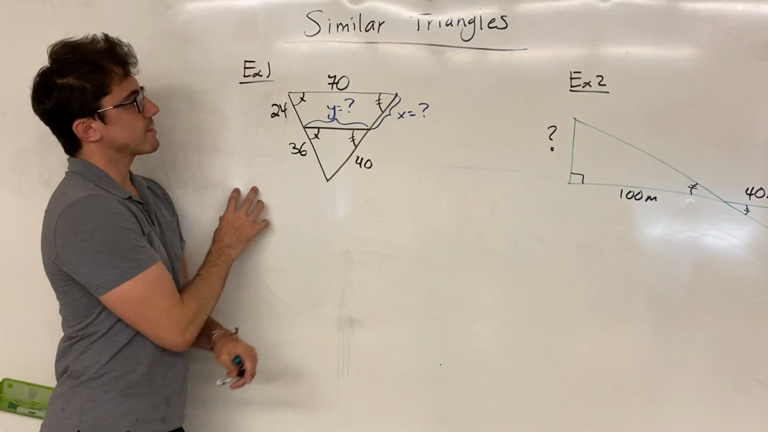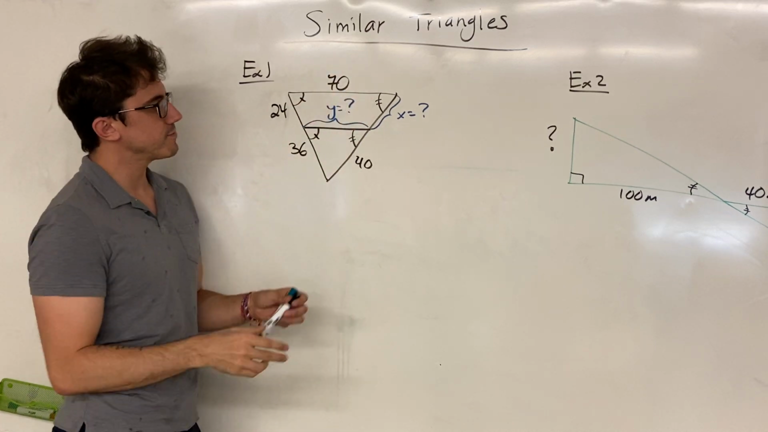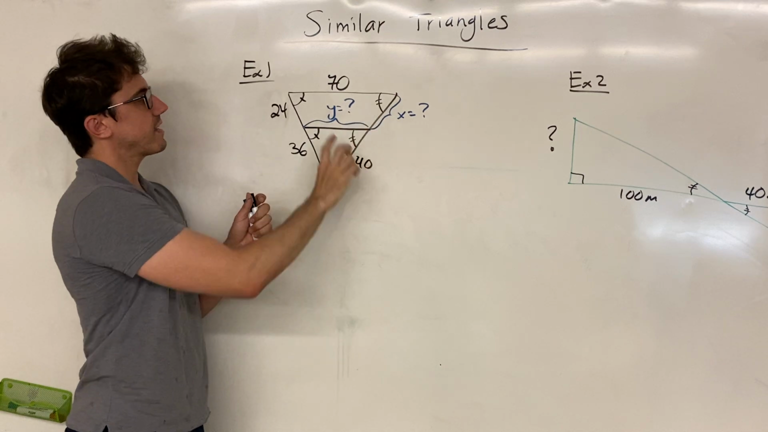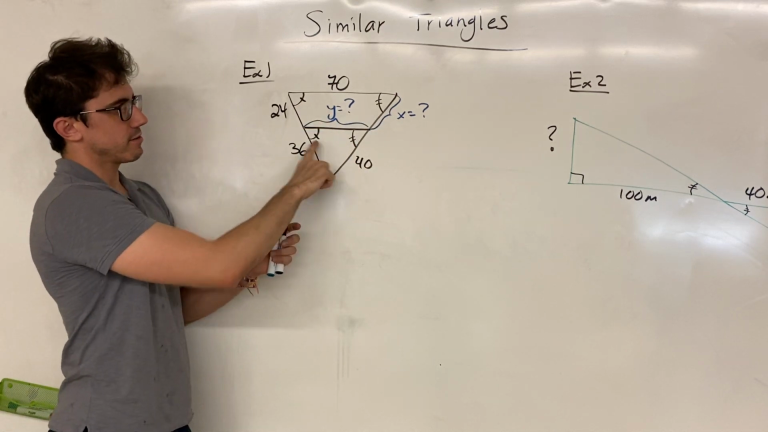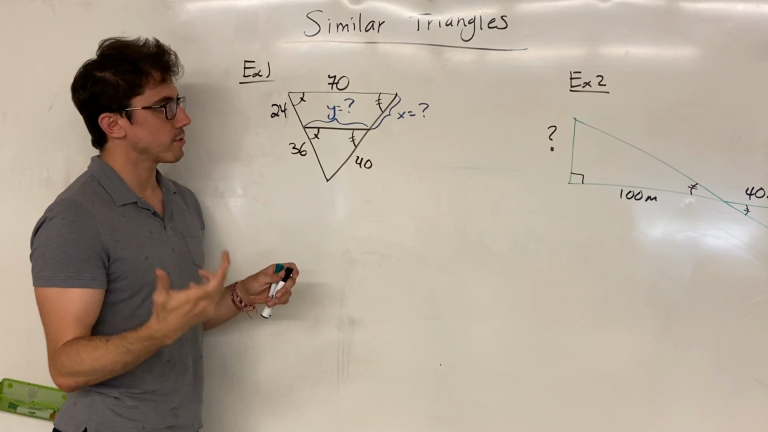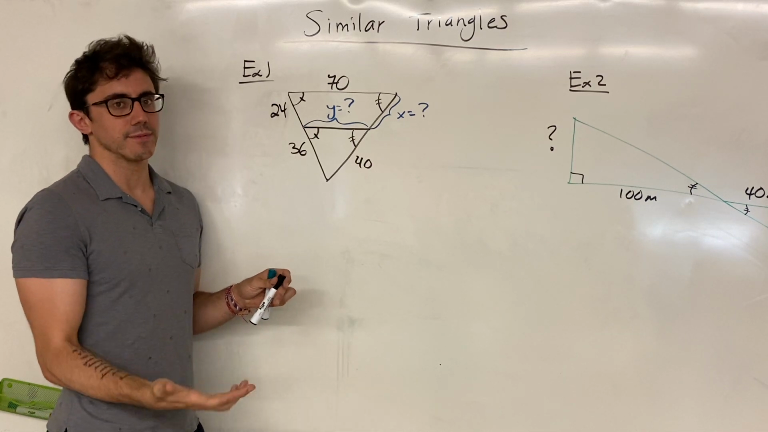So, for example 1, we have a triangle inside a larger triangle, and so we see that the right side angles are equivalent, and likewise the left corner angles are also equivalent. And so we can use the strategies that we've explored that pertain to similar triangles.